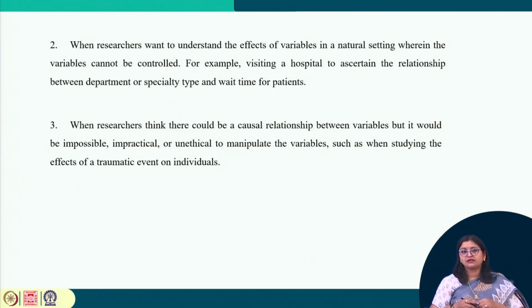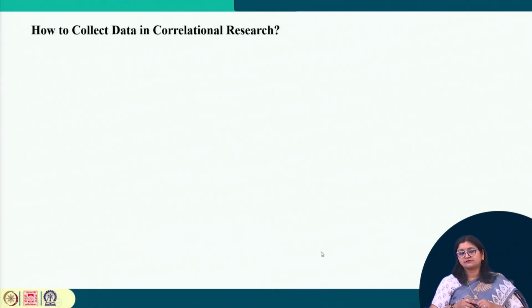The third one is when researchers think there could be a causal relationship between the variables, but it would be impossible, impractical or unethical to manipulate the variables, such as when studying the effect of a traumatic event on an individual. The fourth one is to generate hypotheses or predictions for future research.